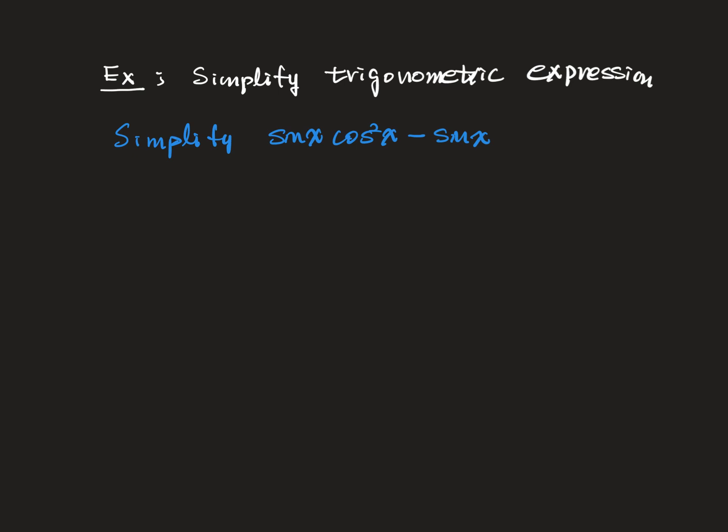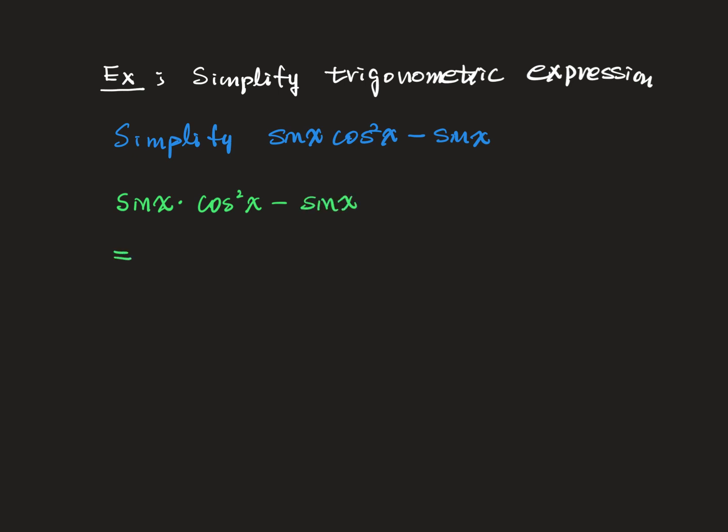The main idea about simplifying or verifying a trigonometric expression is to try to change it into sine and cosine terms. That's the basic idea. Okay, let's start with this one. Simplify sine x cosine square x minus sine x. We don't have a fraction form. So here's sine x, cosine square x minus sine x.